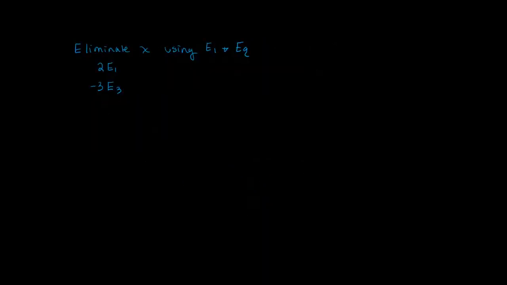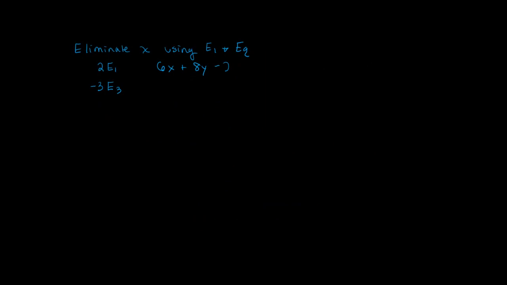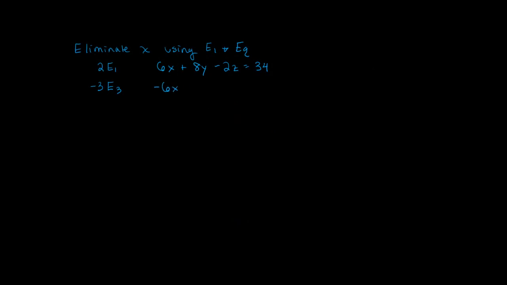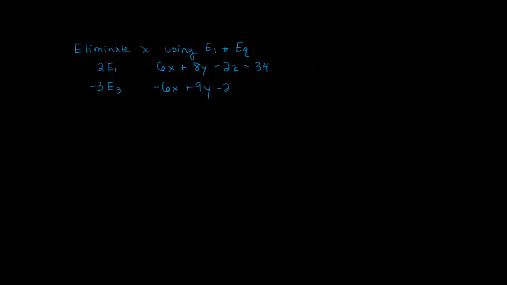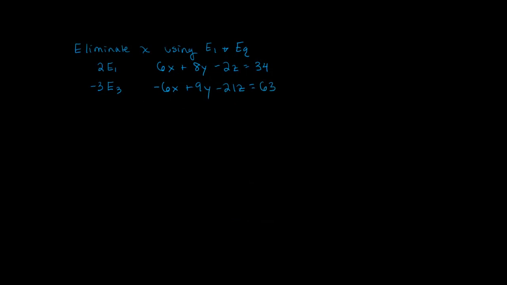So that's 2 times equation 1. That's going to be 6x plus 8y minus 2z equals 34. It's a lot easier when you have this all on one sheet of paper and you're not doing it on slides. You don't have to flip-flop back and forth. And then negative 3 by the third equation. So that's going to be a negative 6 and a positive 9. Negative 21. And then negative 21 times negative 3. That's going to give me a positive 63.